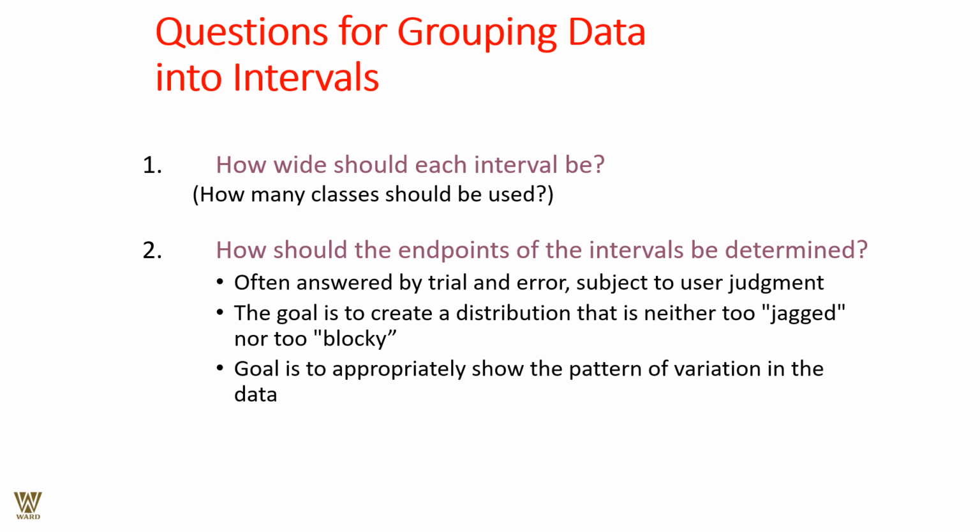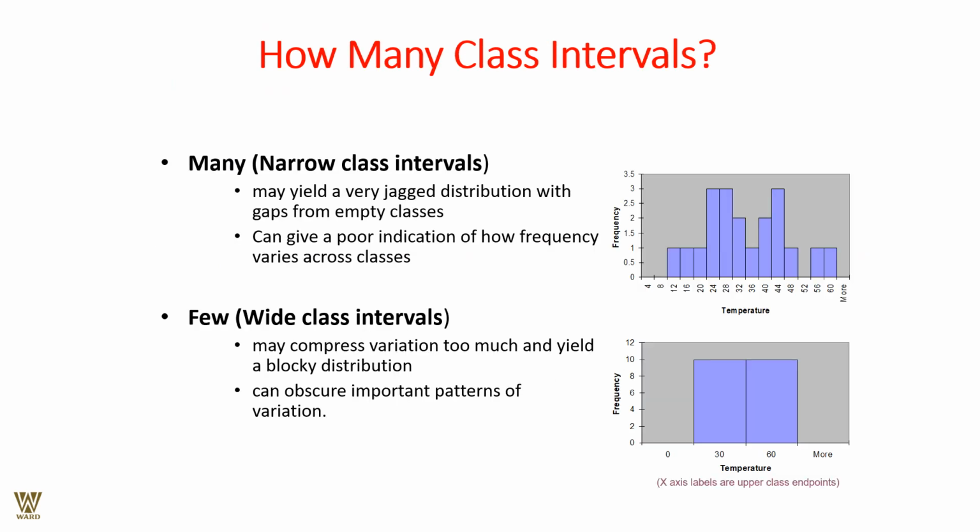The person who is depicting the data, reflecting upon it, and putting graphical connotations to it. The goal is to create a distribution that is neither too jagged nor too blocky. The goal is to appropriately show the pattern of variation in the data per se. So how many class variables?